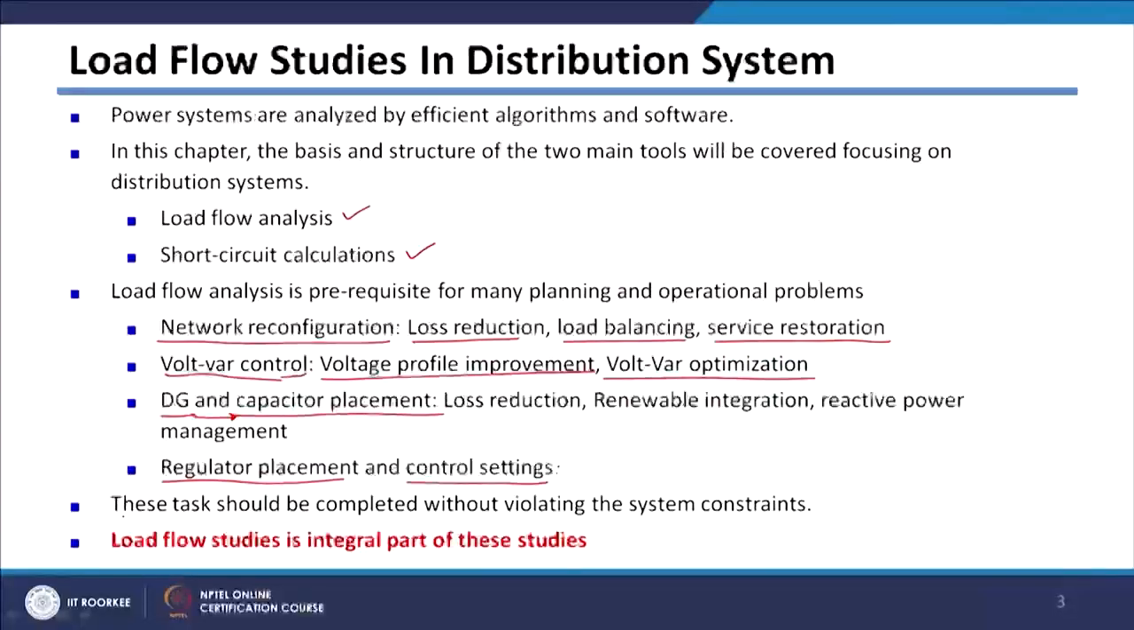And we have seen that all these tasks should be completed without violating system constraints. So while doing load flow studies, we can also incorporate the constraints of the system so that constraints will not get violated. Therefore, load flow studies will always be an integral part whenever you are solving these kinds of issues.